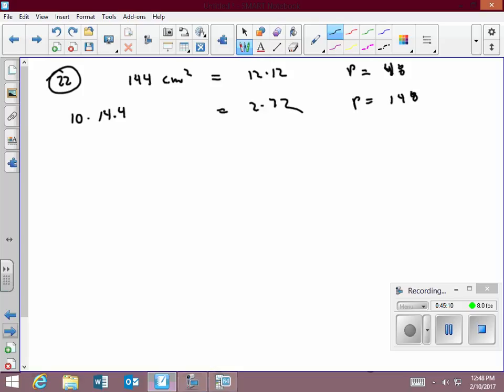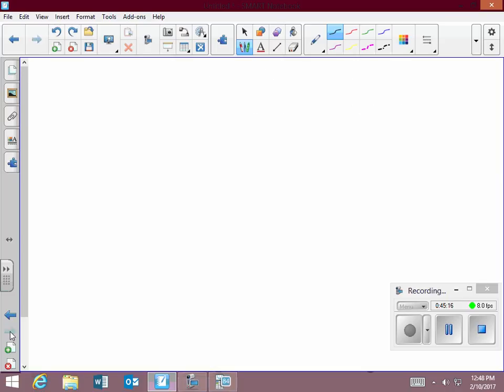Problem 24, there's many answers to that. So, 26. Determine the perimeter and area of each of the following triangles, round to the nearest hundredth.